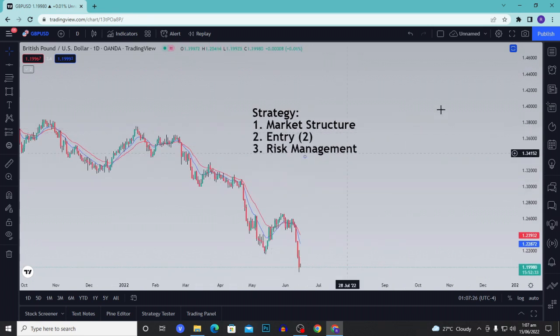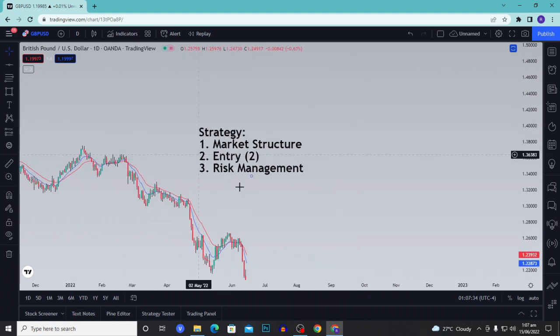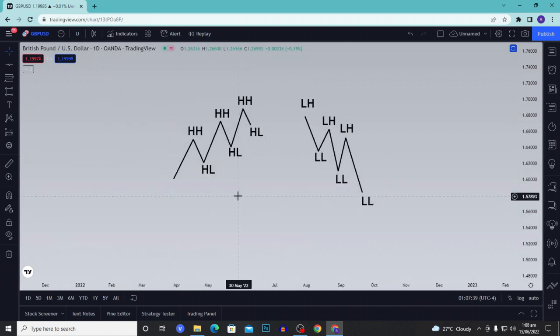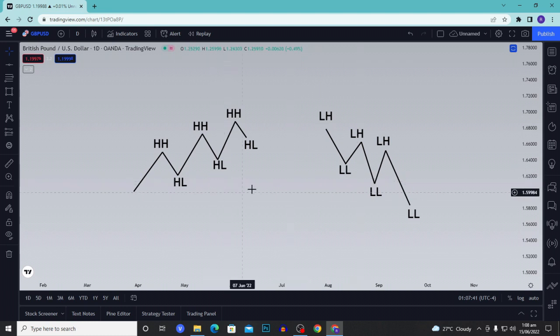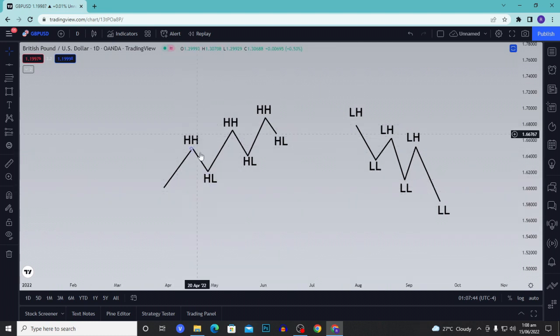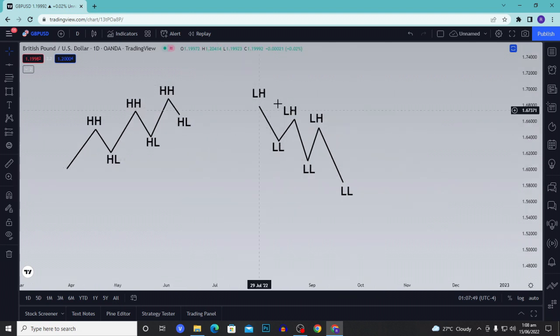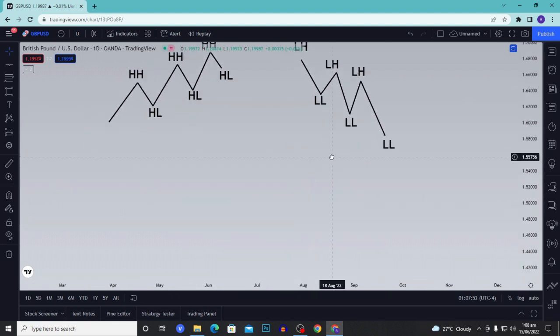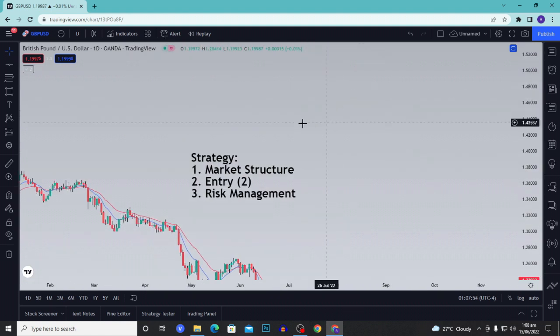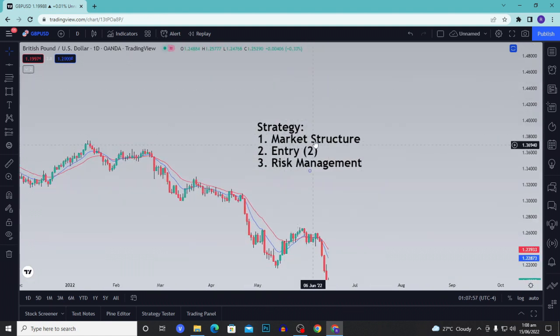And if you remember in the last video, we already talked about the strategy and how it's broken down. Just to refresh your memory, the strategy is broken down into three parts. You have the market structure, which is just the general direction of the price, either an uptrend or a downtrend. An uptrend will be price forming higher highs and higher lows. A downtrend will be price forming lower highs and lower lows, just like this. And then we have the entry, which we'll be going over today, and then the risk management.